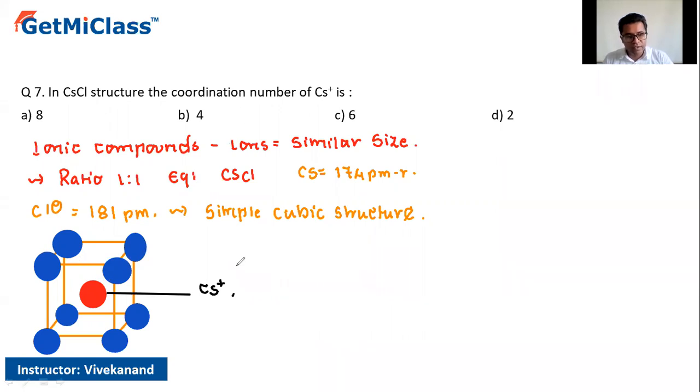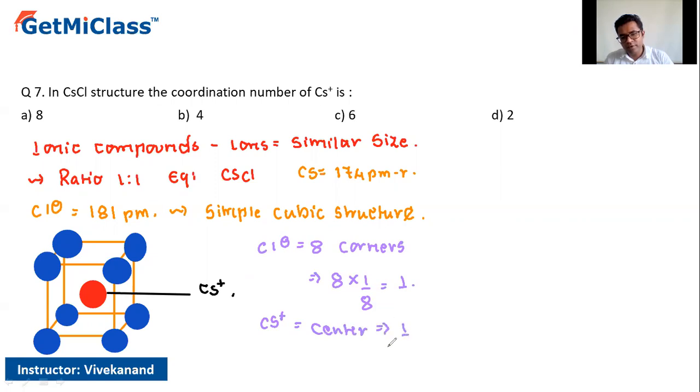Now, before going further, we need to understand that this is a simple cubic structure wherein there are the chlorides at 8 corners. Correct? So therefore, 8 into 1 by 8, that is a contribution, and that is going to be 1. While cesium is at the center, its contribution is completely 1, and so therefore the total number of atoms are 2.